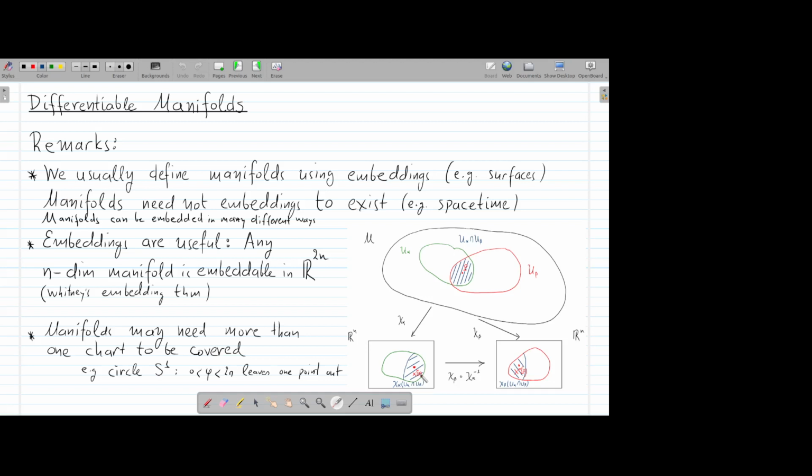Furthermore, manifolds can be embedded in different ways, and the manifold is not tied to any of those. So for example, we can embed the two-dimensional sphere in R^3 as a sphere, or as an ellipsoid, or as a potato. And all those different embeddings define the same manifold M.